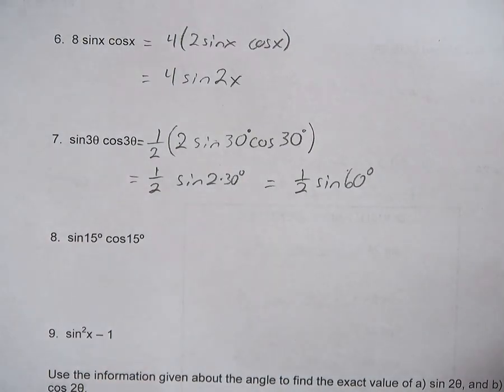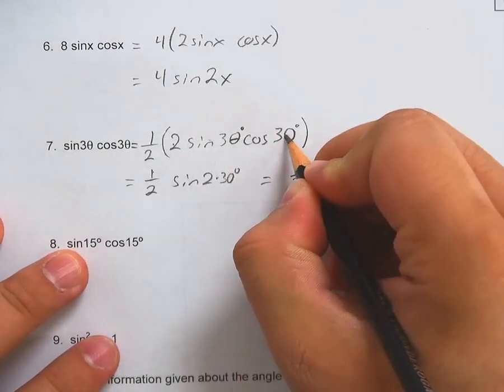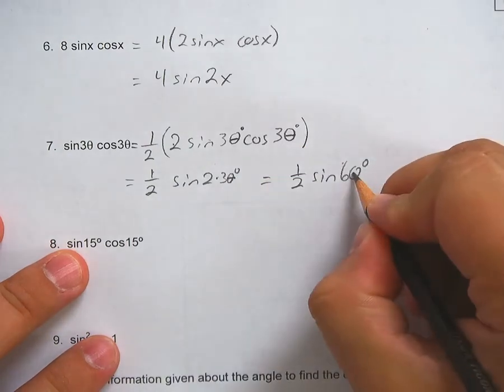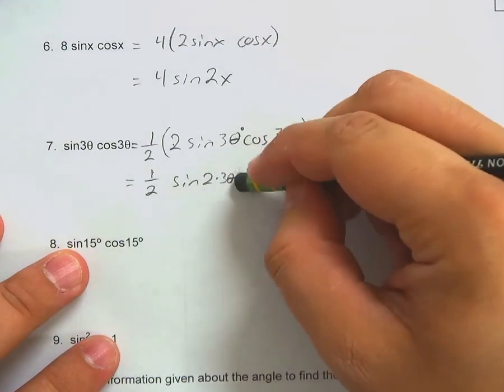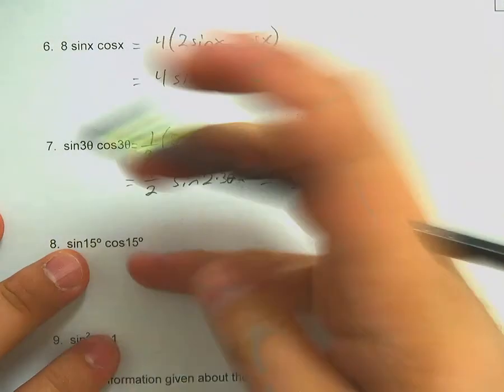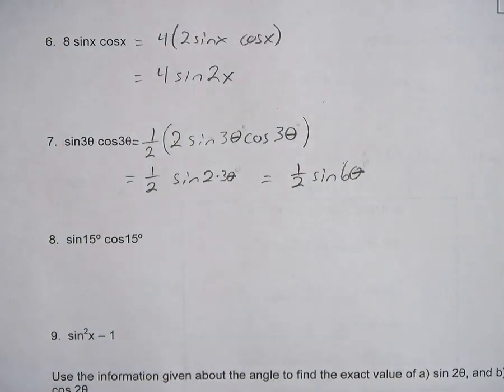Oh wait, I'm sorry. I thought that was a 30 this whole time. That's a 3 theta. That's okay, it's an easy fix. You ready for this? Bam, bam, bam, bam. And we'll just get rid of the degrees. We're not worried about the degrees. I'm sorry, I was reading that as a 30, but it's not. It's 3 theta. That's my fault. I should have made that theta a little bit different, bold or something. That's okay though. Still works out the same.